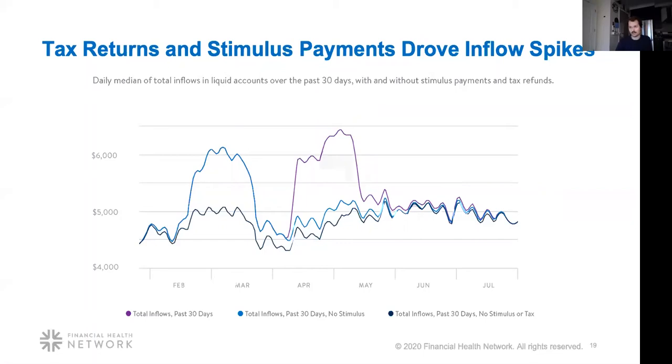So that blue line shows the graph demonstrating the receipt of a tax return, while the purple line shows when stimulus checks began to be dispersed in mid-April. So again, the line would be pretty much flat, which is that dark blue line, were it not for the receipt of tax returns and stimulus checks. And although neither of these boosts were long-lived, they both helped inflows stay above outflows for quite some time through the end of July.